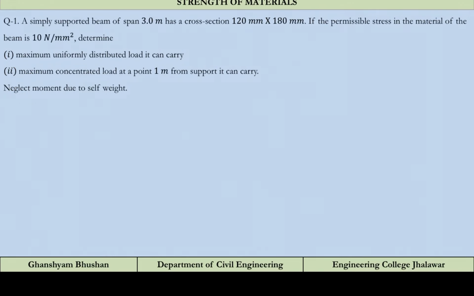In the question it is being said that a simply supported beam of 3 meter span has a cross section 120 mm by 180 mm. So the cross section is given, the span is given. If the permissible stress in the material of the beam is 10 Newton per mm square, we have to determine the maximum uniformly distributed load it can carry. And the second part is to calculate the maximum concentrated load at a point 1 meter from the support it can carry.